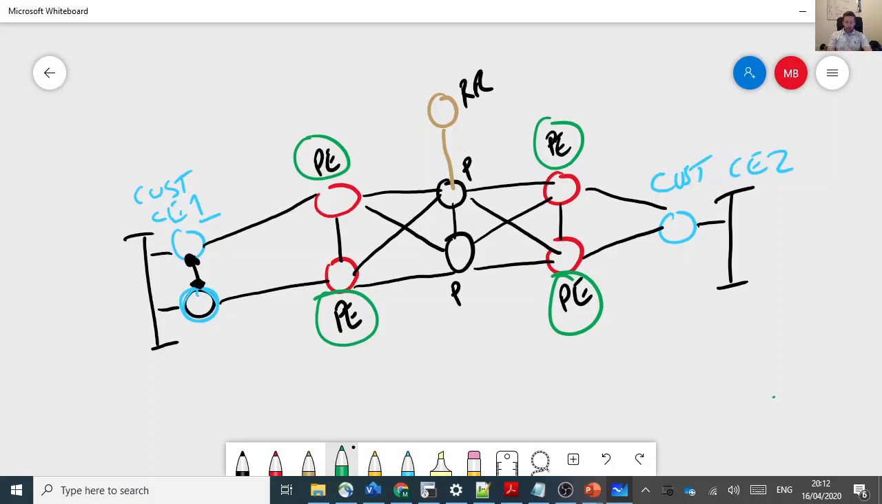Now, on the provider edge node, there's a couple of different main configuration components on the PE. If we mark them out, it's got two main tasks: segmentation and label switching.